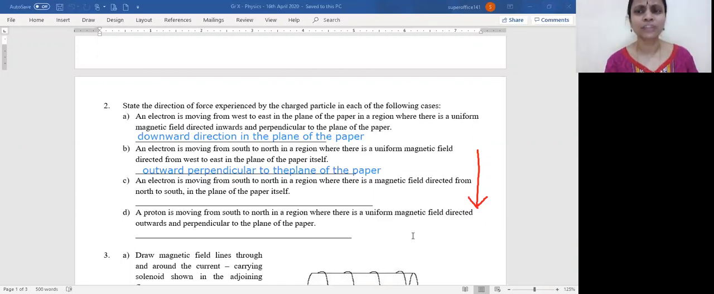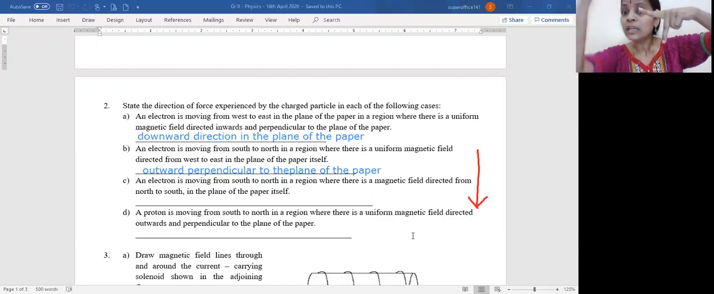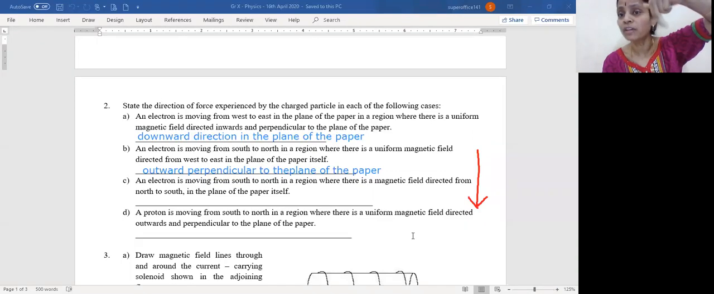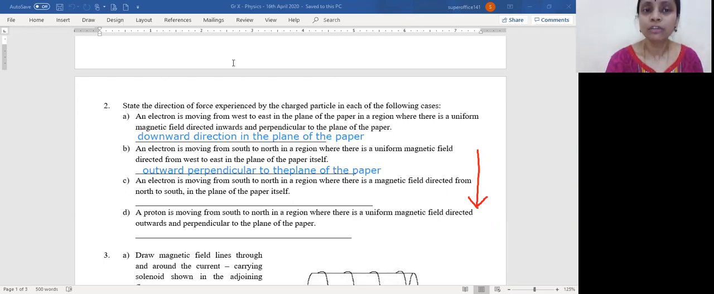Now look at the third subdivision, children. They say electron is moving south to north. That means current is north to south, downward direction. Magnetic field is also north to south. That means two of my fingers are in the downward direction. Is it allowed? Will you have a force? No, you will not have a force, because for a force to act, they should be in mutually perpendicular directions.